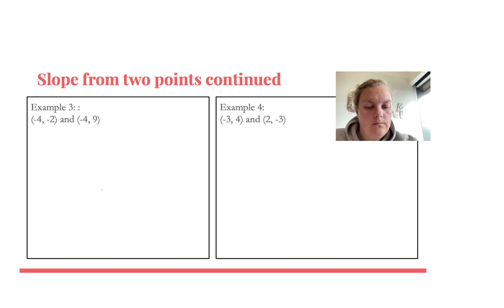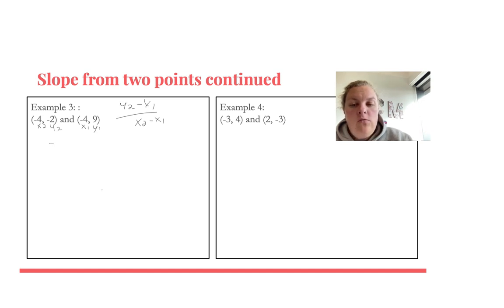Okay, so we have 2 more examples here. And remember that we are using our formula, y2 minus y1 over x2 minus x1. So here what we're going to do is label our points if we need to. So I'm going to go x2, y2, x1, y1. I'm going to put them into the formula. -2 minus 9 over -4 minus -4.